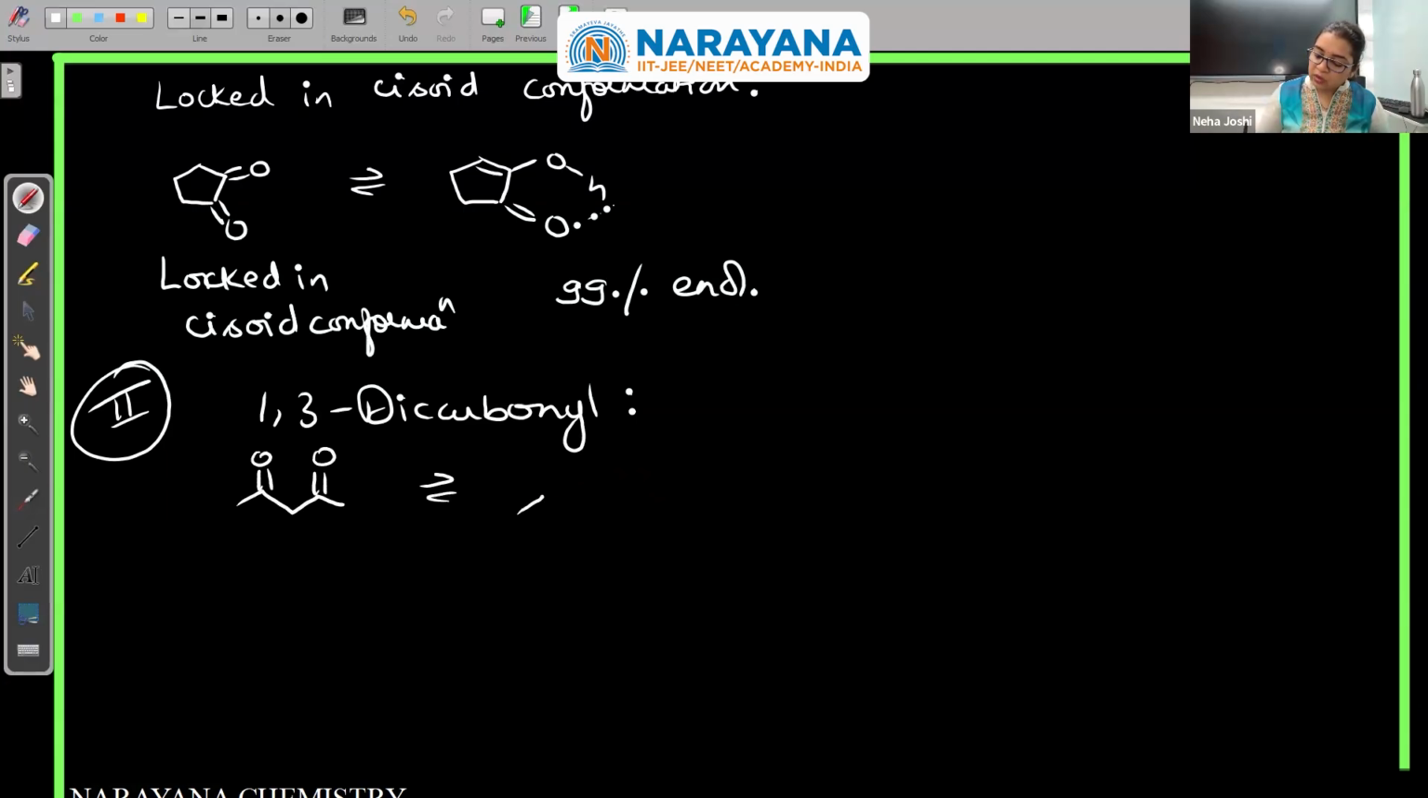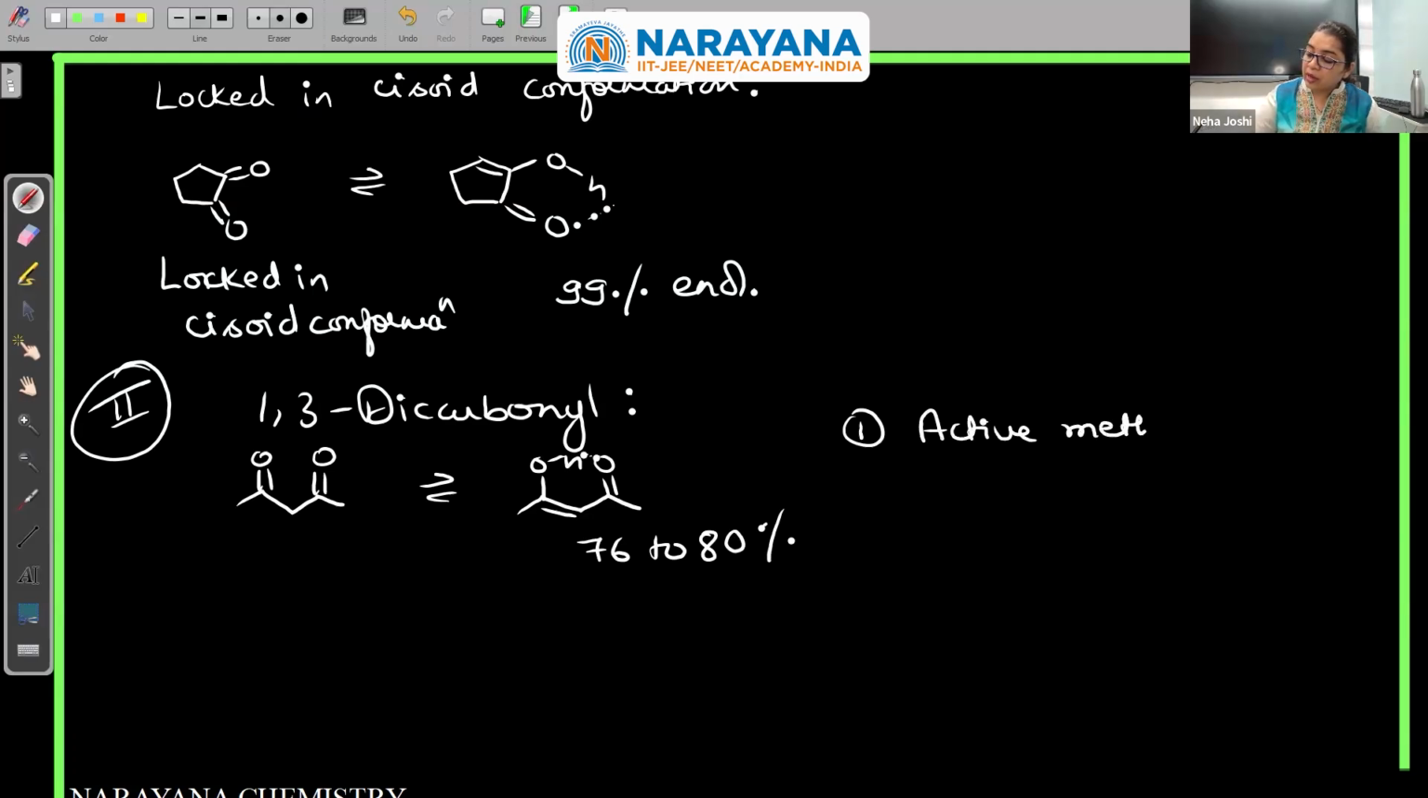Acetyl acetone forms enol like this. Okay. 76 to 80% enol content is there. Why? Reasons. So there are three reasons. First, you will say presence of active methylene group, and the more the acidity of this active methylene group, the more will be the possibility of enol.